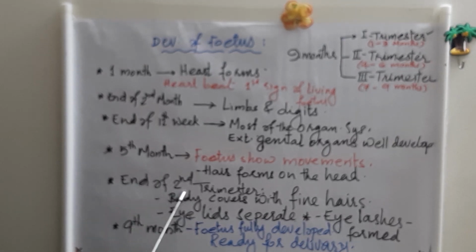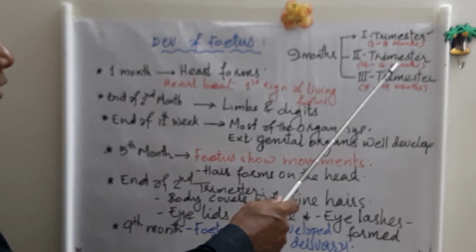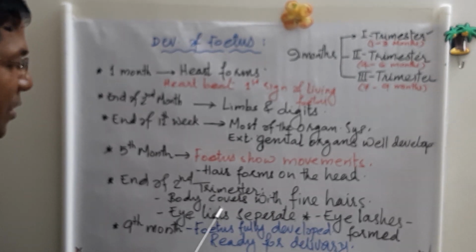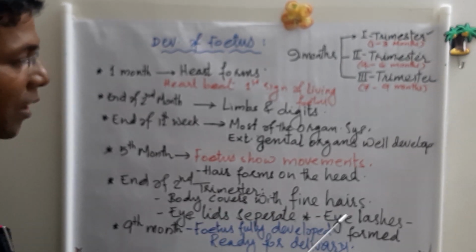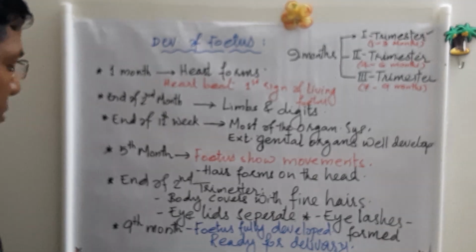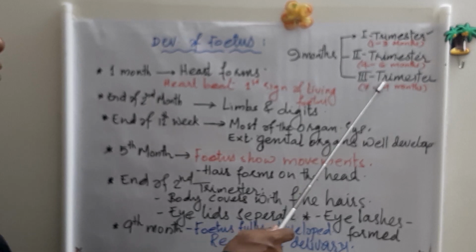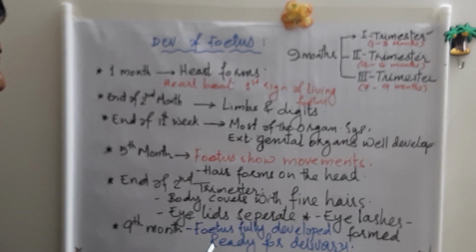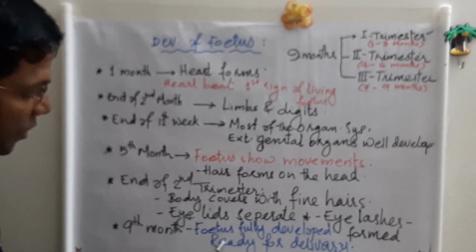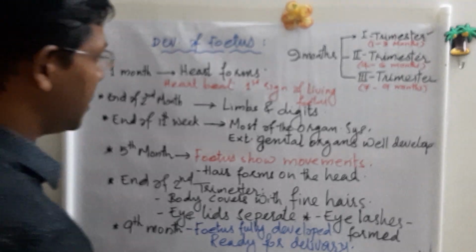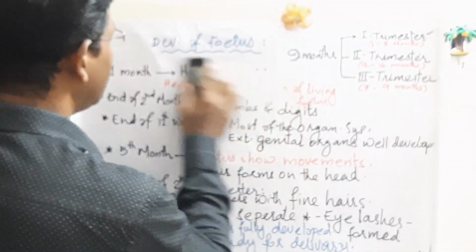And end of the second trimester, that is at the 6th month when it completes, the body will be covered with fine hairs. Eyelids are separated and eyelashes are formed. And at the end of 9th month, that is the completion of 3rd trimester, the fetus is fully developed and it is ready for parturition or delivery. That's about the summary of the developmental history of the fetus.